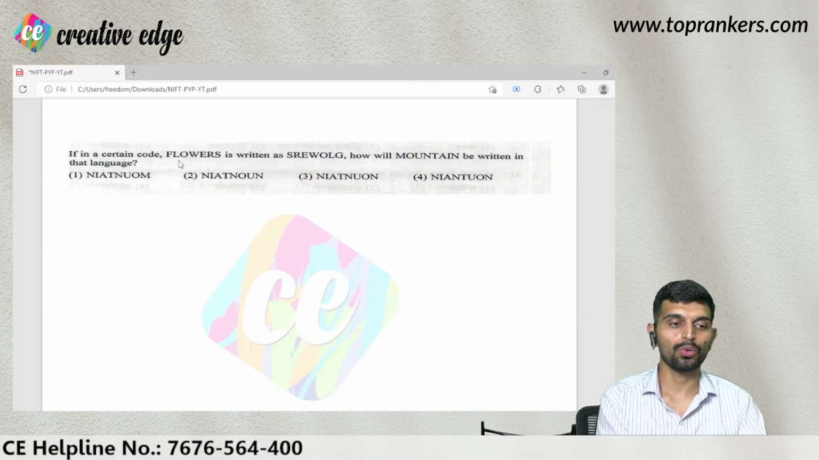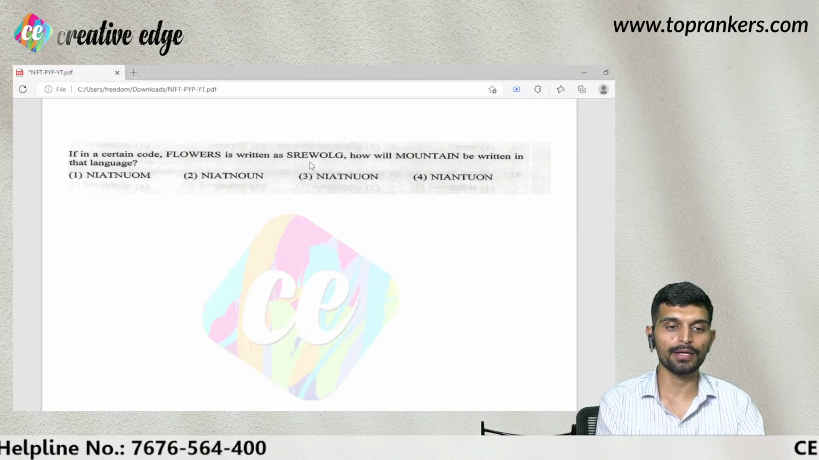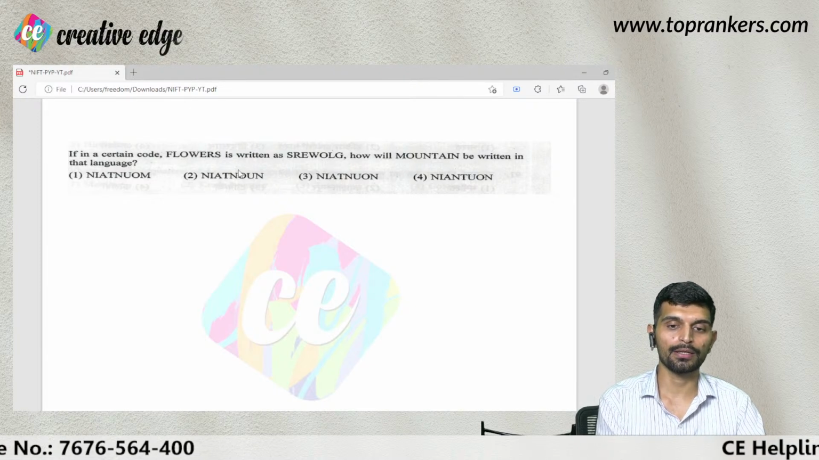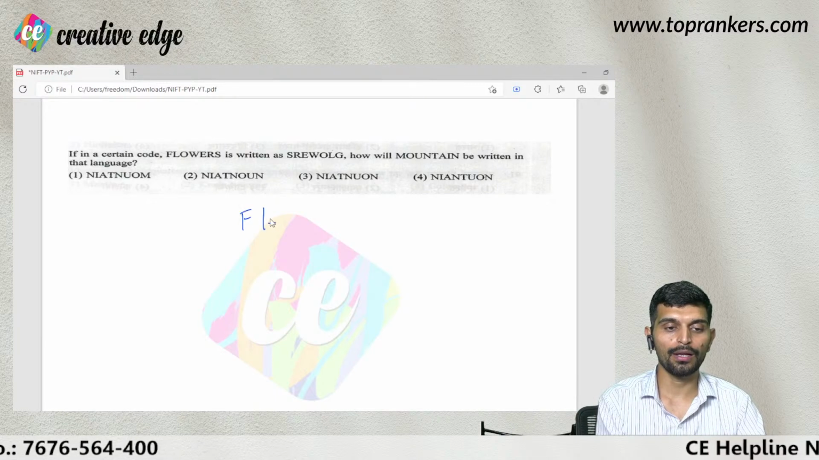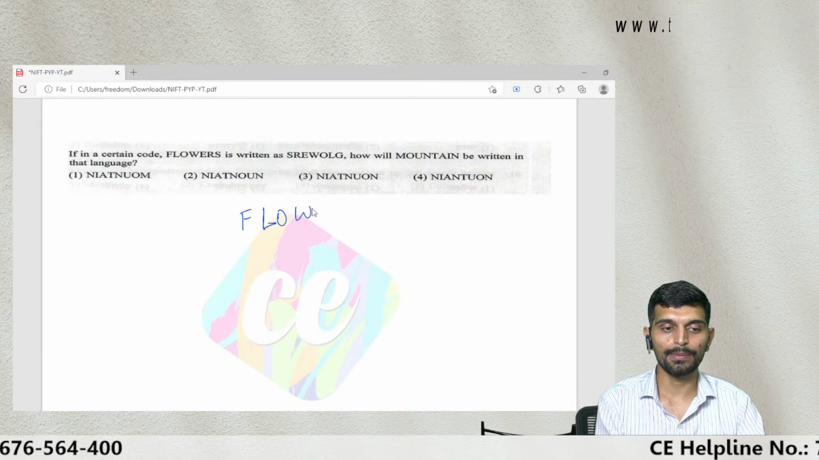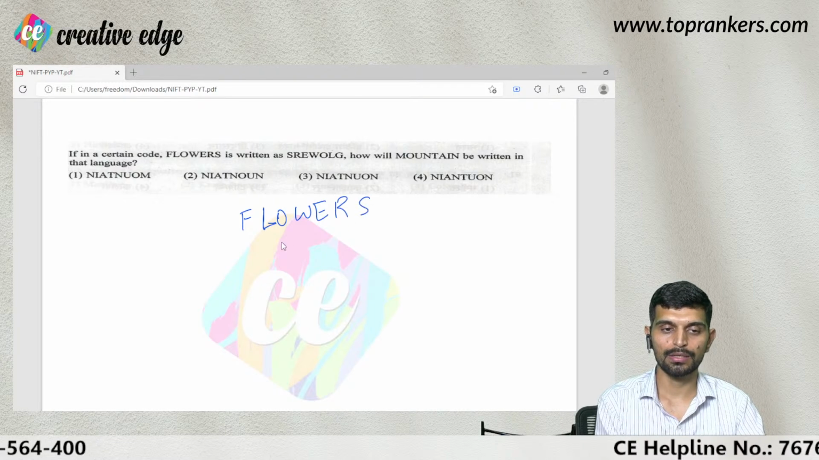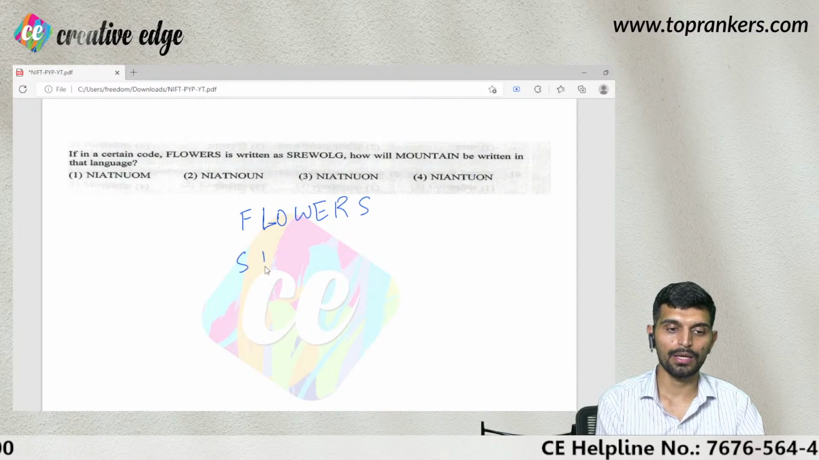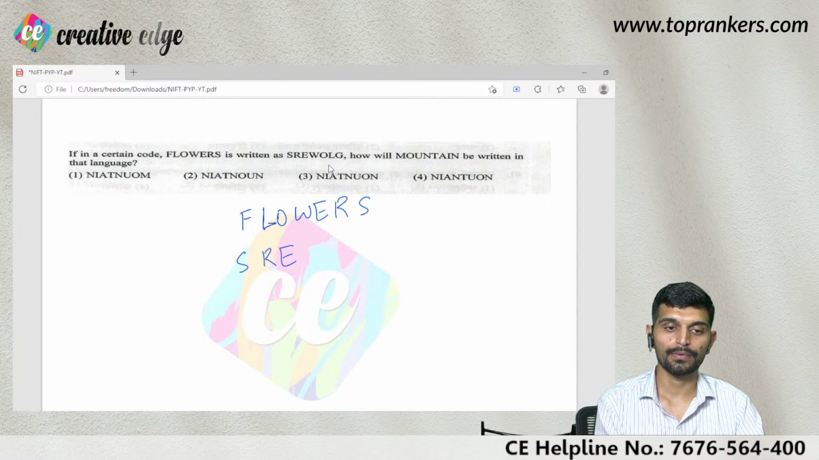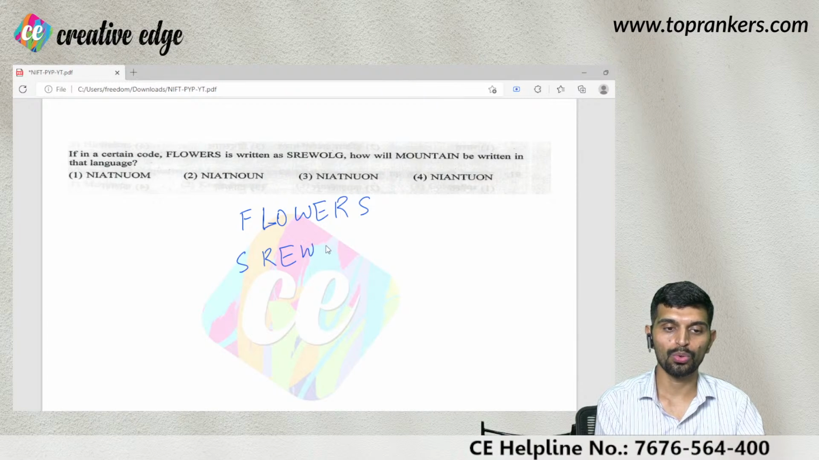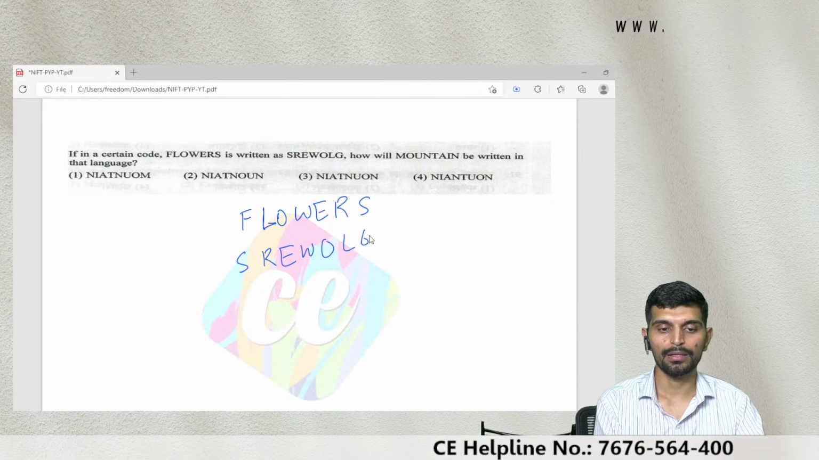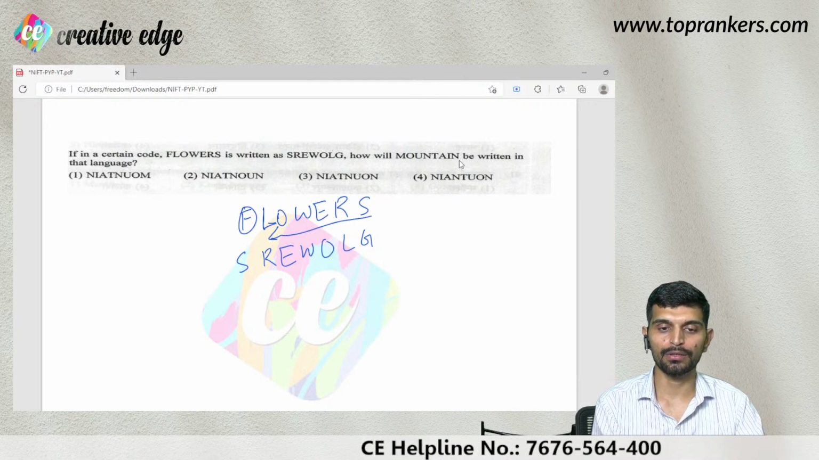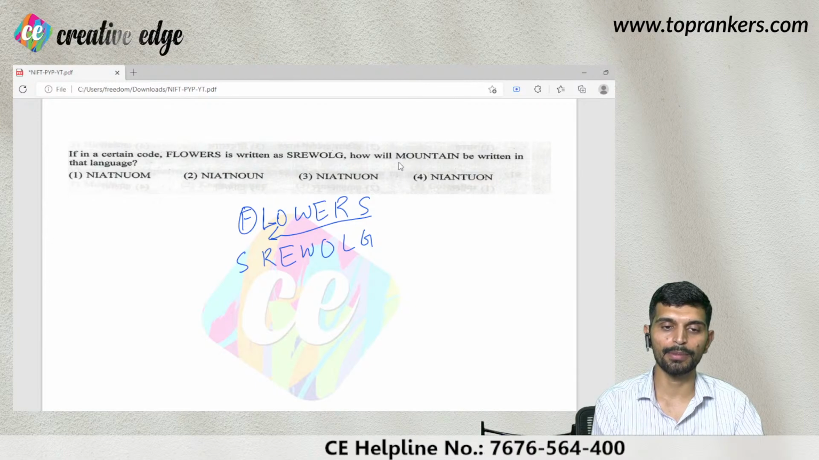If in a certain code FLOWERS is written as SREWOLG, and mountain is written, so nothing reversed and the first letter is increased by 1. So reversed and increased the first letter by 1.